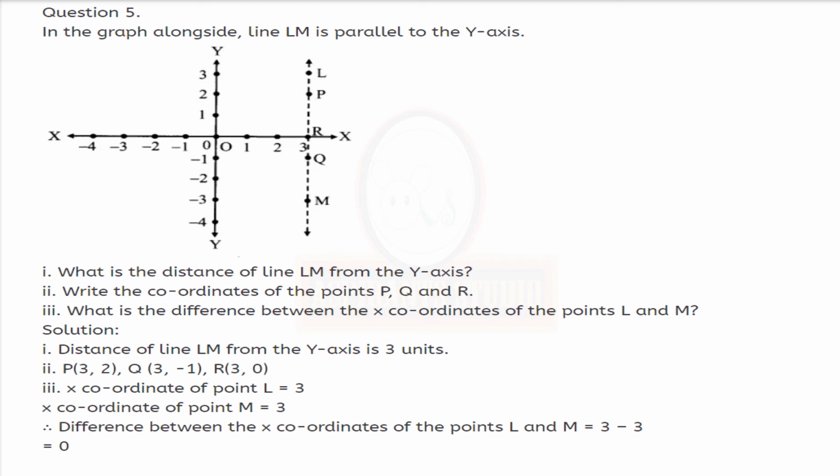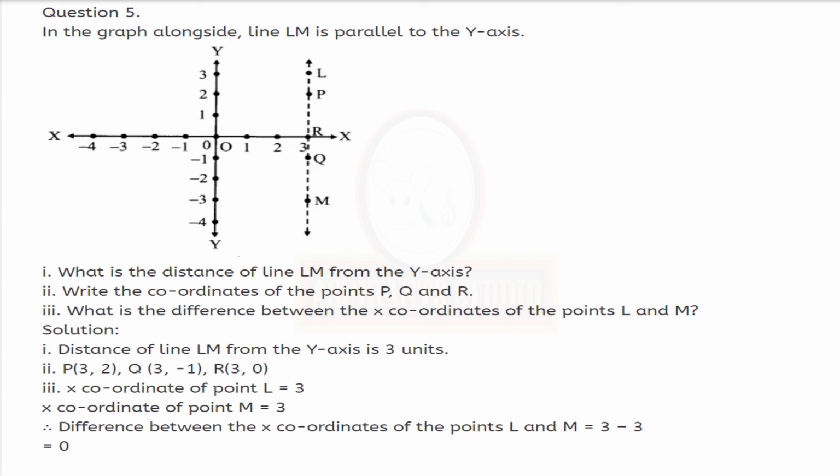Now, what is the distance of line LM from the y-axis? This is the first question. What is the distance of line LM from the y-axis? So from the y-axis, count the gaps towards the line LM. So 0 to 1, 1 unit, then 1 to 2, second unit, and 2 to 3, third unit. So distance of line LM from the y-axis is 3 units.